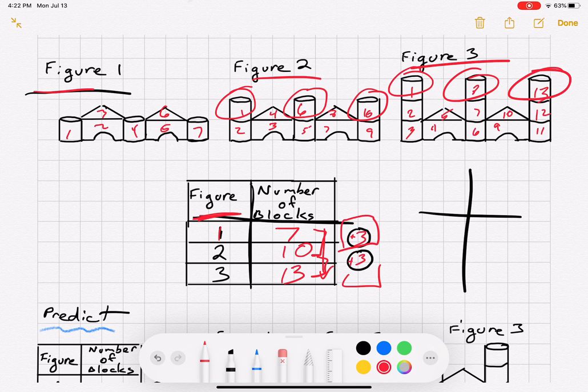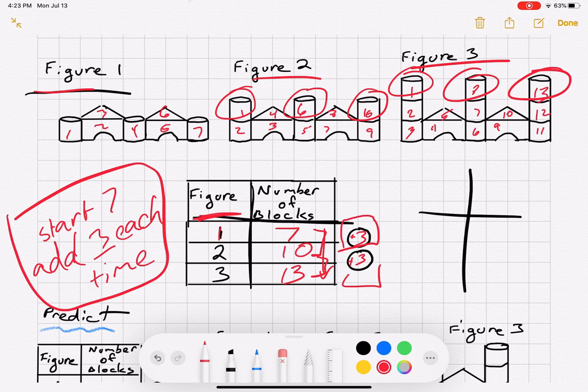So the rule for this growing sequence for the column, what would it be? Where do I start? Right, I start at 7 and I add what each time? Right, I added 3 each time. Okay, so that would be the rule for this sequence, this figure, and in my T-chart.